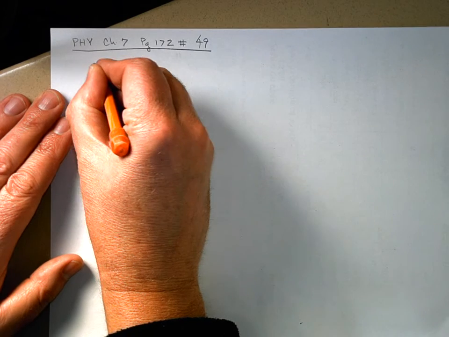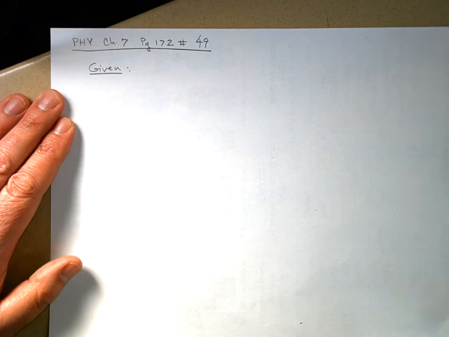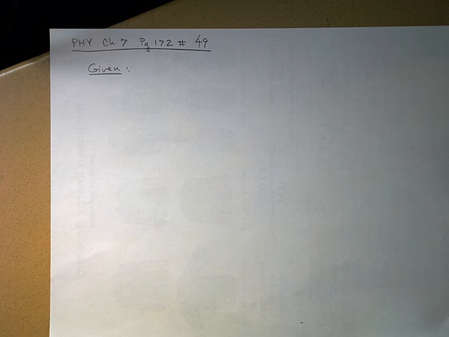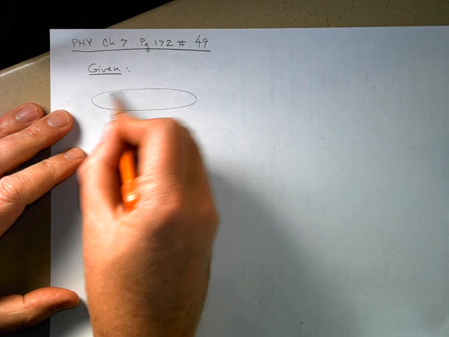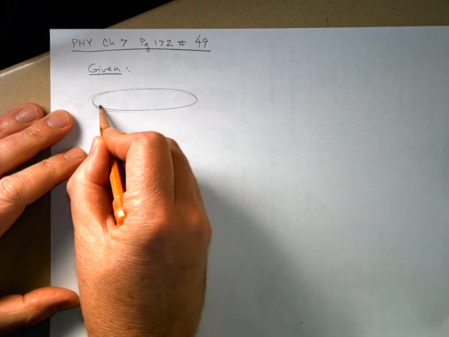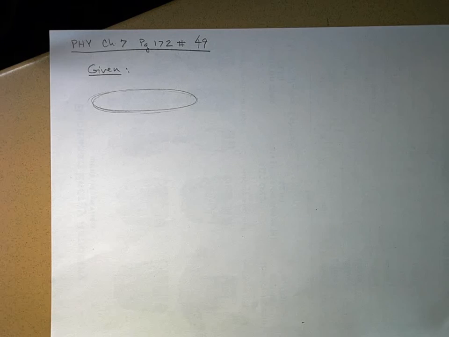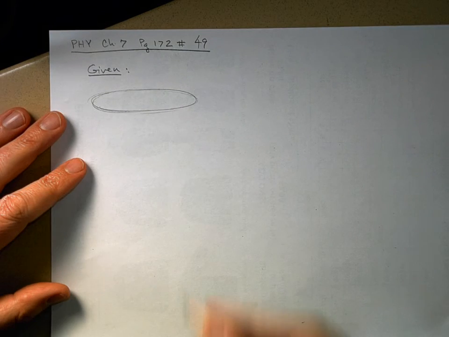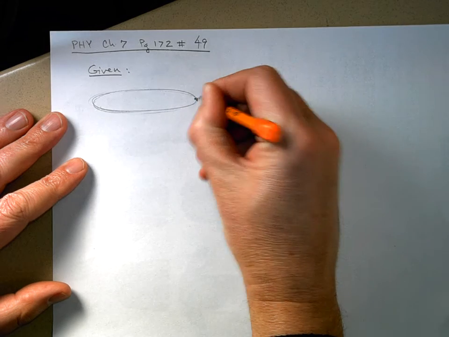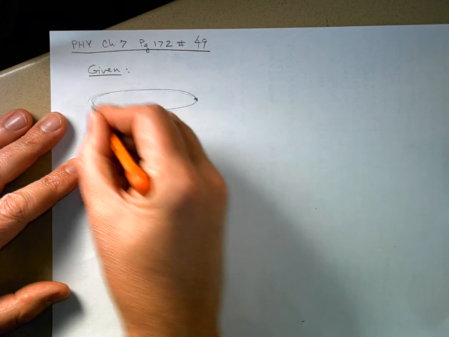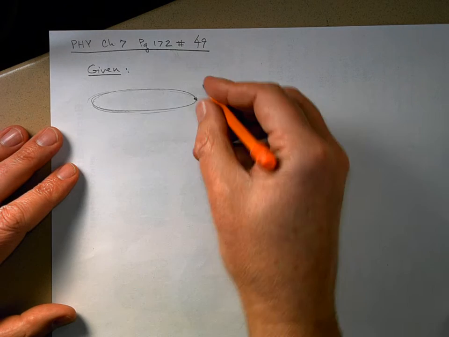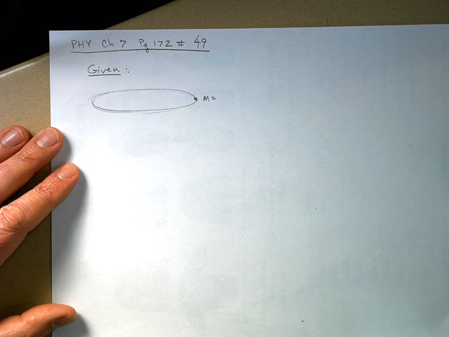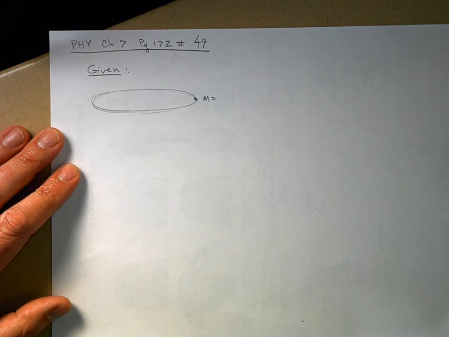So, given. So we got a circular track. Now I like to try to show the car going around the path because I want to draw the forces acting on the car. So I'm going to do this. Now, that's not a circle, but we're looking at it edge on. It's kind of an oblique view. And I like to draw the car right here. So here's the car, and every 14 seconds or so it goes around the turn. And the mass of the car is given to be 615 kilograms.